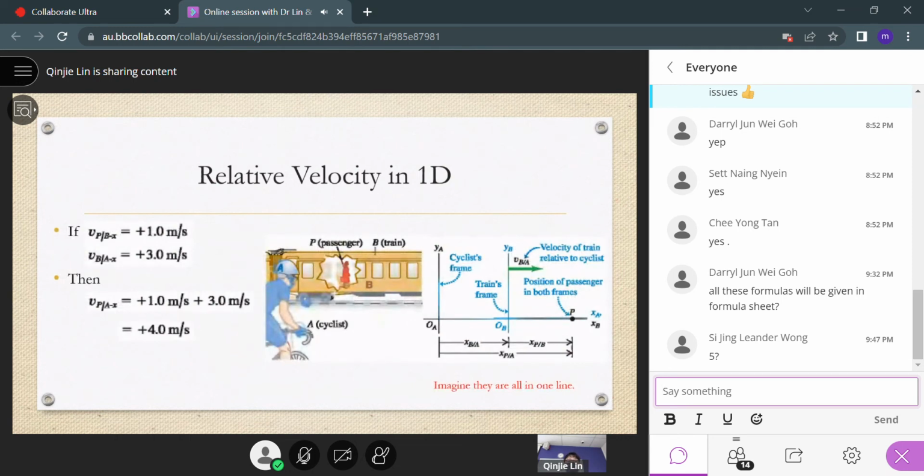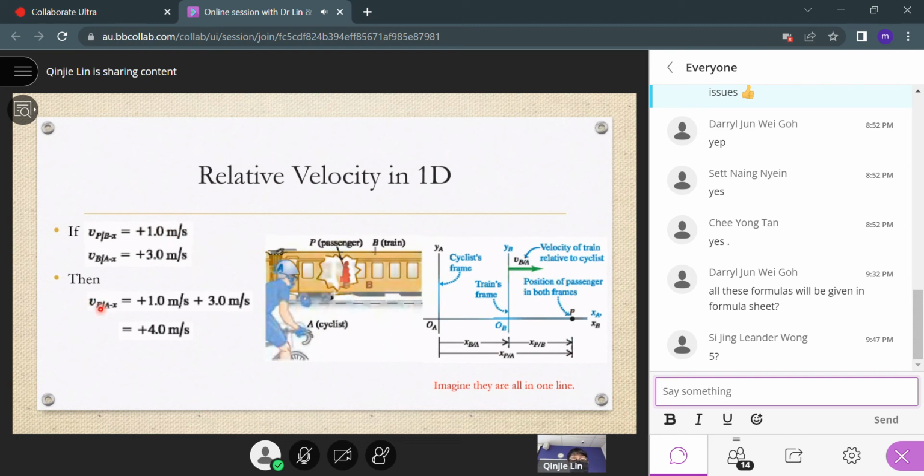So, okay, this is the simple example. If P relative to B is positive 1 meter per second, that means P relative to the train, you are moving 1 meter per second inside the train. You are walking 1 meter per second, or rather you think you are walking 1 meter per second. Then B relative to A is the train moving 3 meters per second with respect to something outside that is not moving. So the actual speed of the train is 3 meters per second. Then the passenger is inside the train moving at 1, or she thinks she's moving at 1.